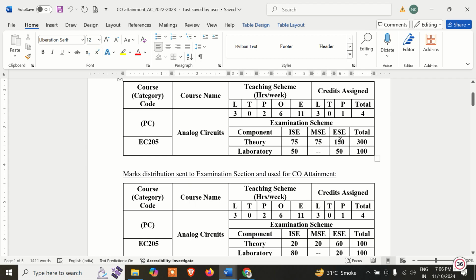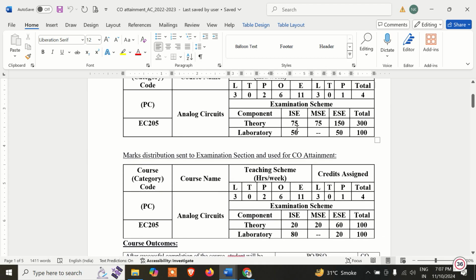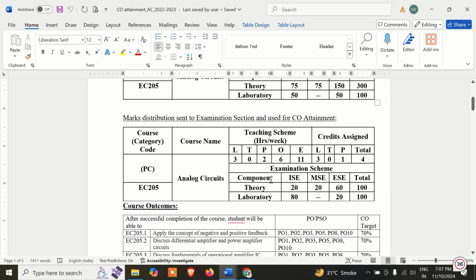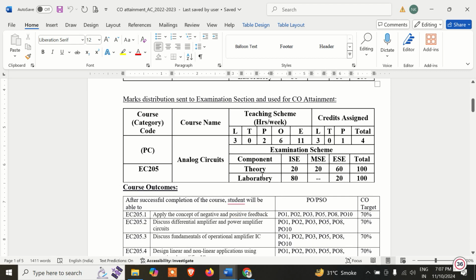But what he says is that there is an assessment of theory in ISC also, MSC also, ESC also. However, for laboratory, there is an ISC and there is an ESC. Irrespective of the marks, you should look at my distribution. My theory examination distribution is 20% of ISC, 20% of MSC, 60% of ESC. So that will contribute to my 100%.